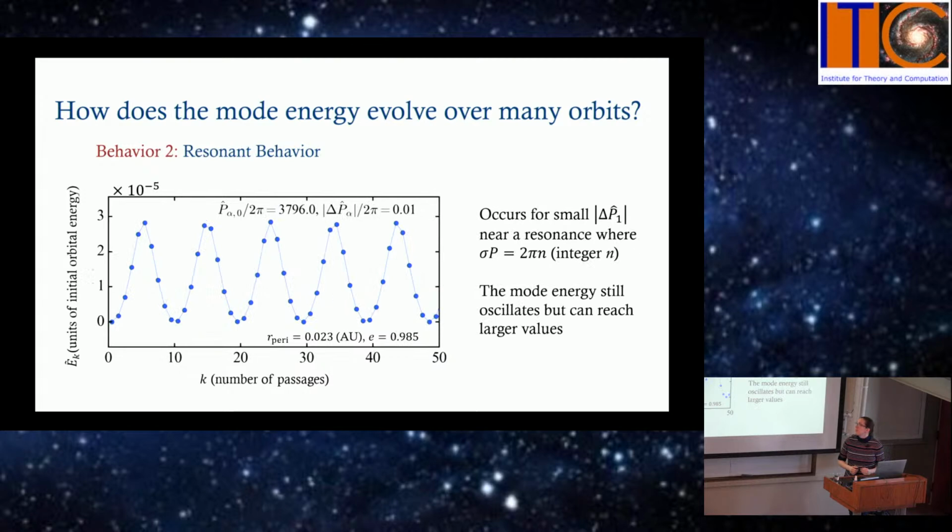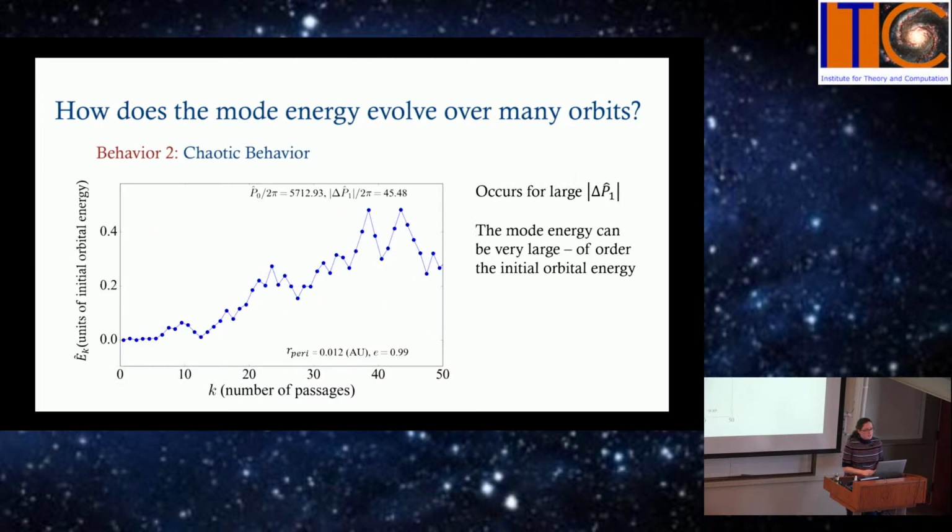Another kind of behavior that you can have, which is a little more interesting, is resonant behavior. So if there is a resonance where the orbital period is an integer multiple of the mode period, then you still have this energy exchange, this back and forth, but it's slightly larger in magnitude. Or it can be, depending on the system, 10, maybe even 100 times larger in terms of magnitude.